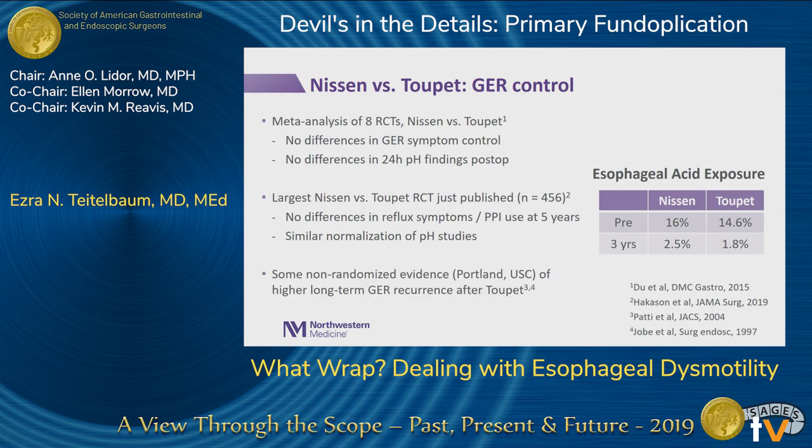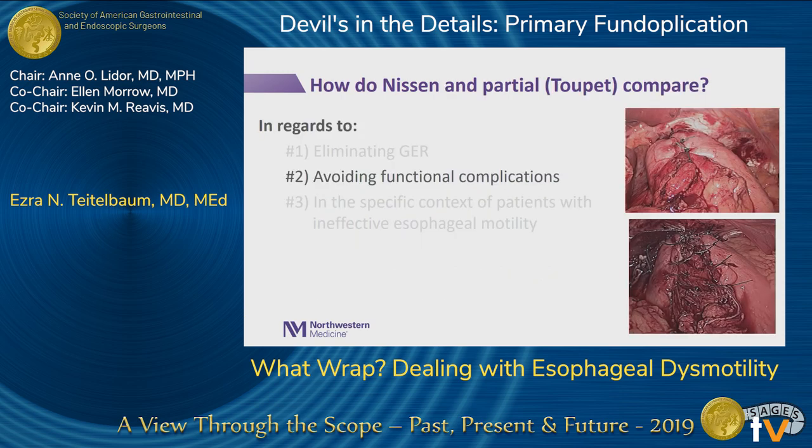However, there is some case series evidence, comparative trials, out of several, and I would note that these are United States centers, that there may be long-term recurrence that's more prevalent after toupee. And, you know, could that be related to a U.S. diet, a greater BMI in these patients? It's unclear, but that's something to keep in mind.